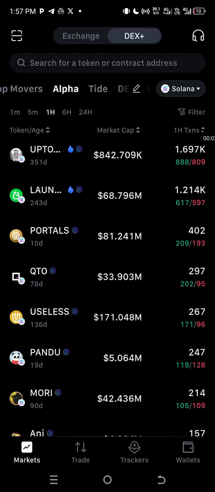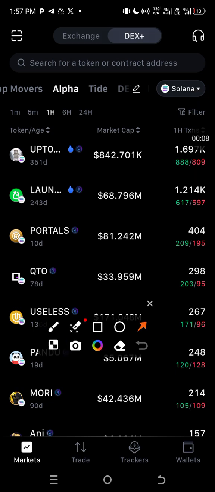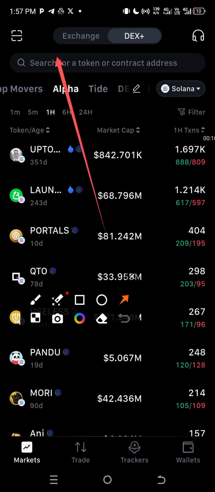Now, the moment you open your MEXC, you're going to see on the top here, Exchange and DEX Plus, right? You're going to see Exchange and you see DEX Plus. Click on DEX Plus and it will take you here.